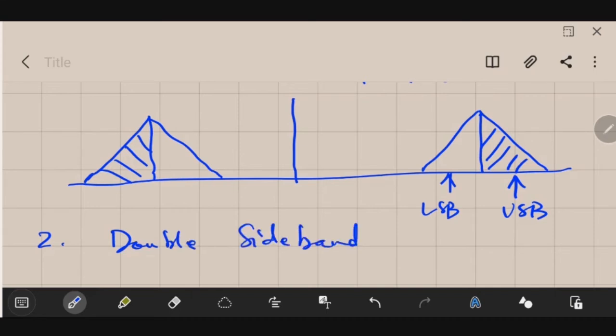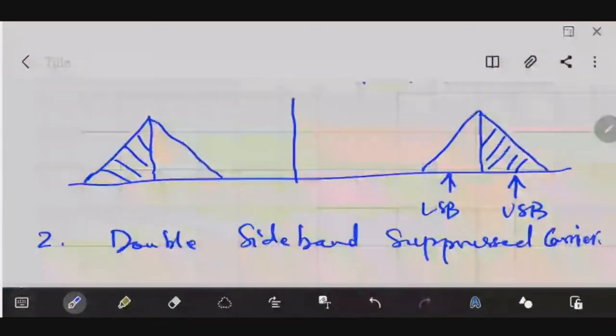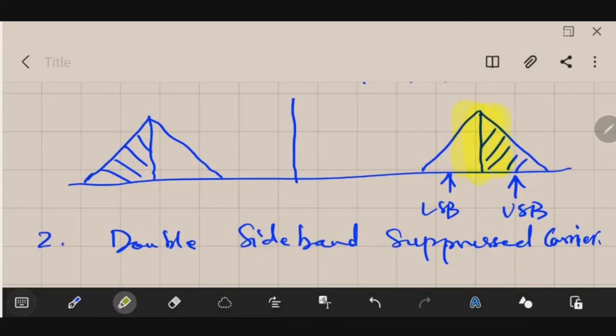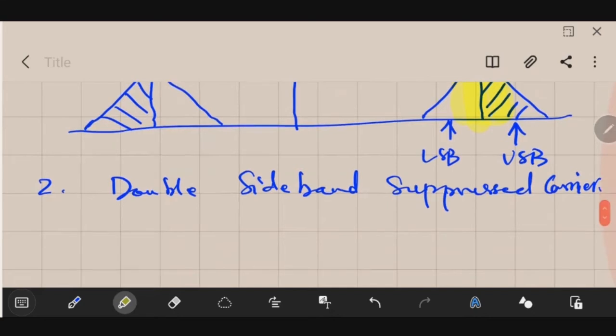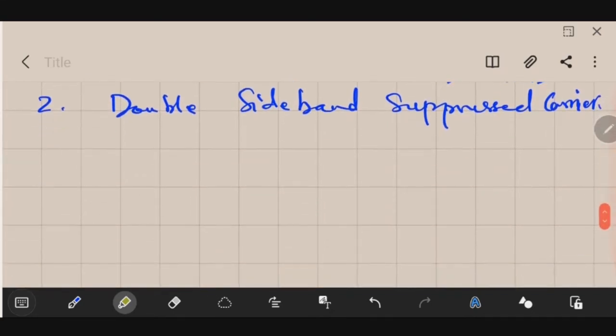Double sideband, because the two sidebands are obviously present, and suppressed carrier. Later on we will be studying how to suppress that carrier. So this is your double sideband suppressed carrier. Then the third one is the single sideband.